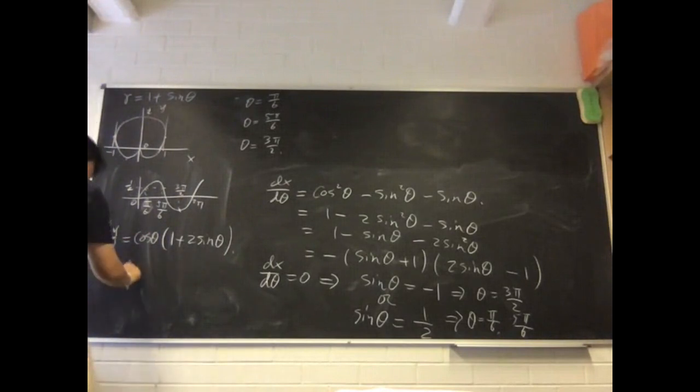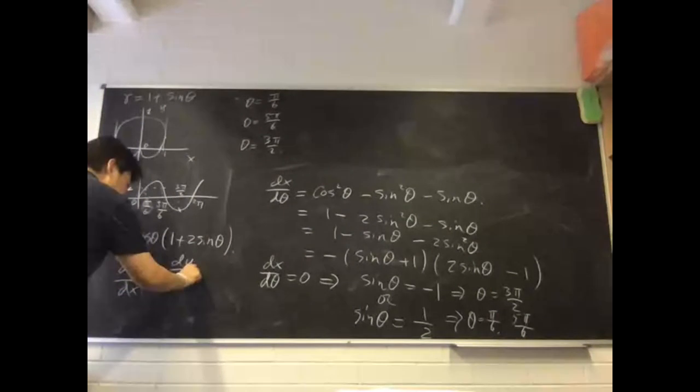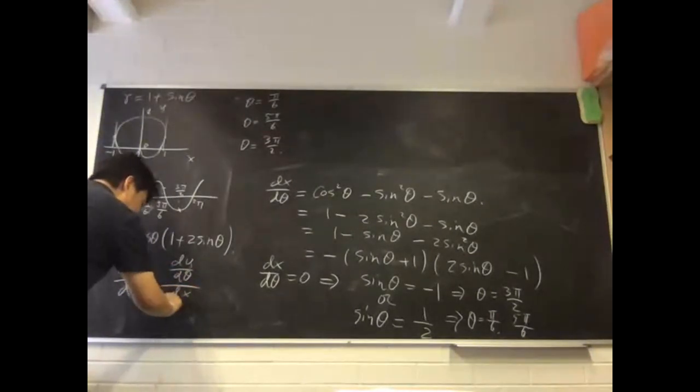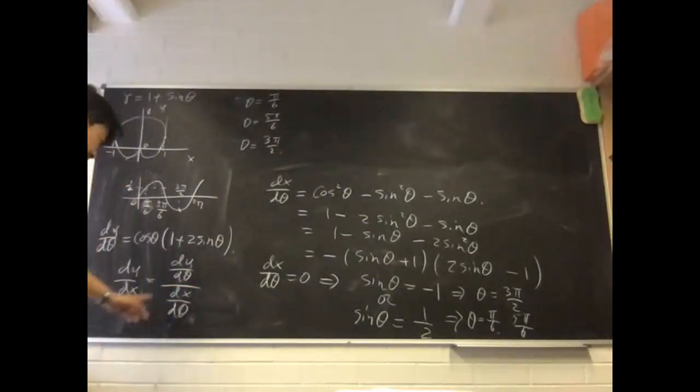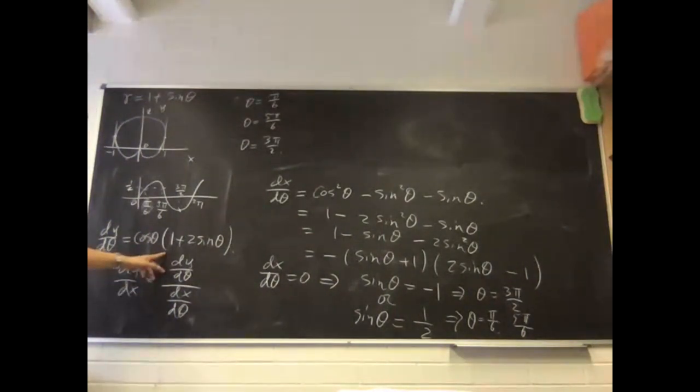So remember, dy/dx is dy/d theta over dx/d theta. If I get a 0 in the denominator and something non-zero in the numerator, then I certainly get a vertical tangent. Something non-zero divided by something that is 0. But if I get a 0 in the denominator, but also a 0 in the numerator, then things will become more complicated.